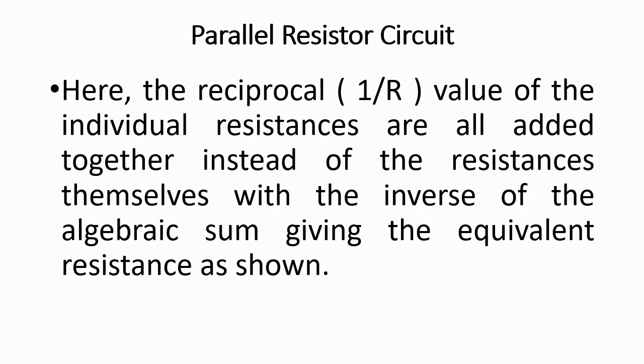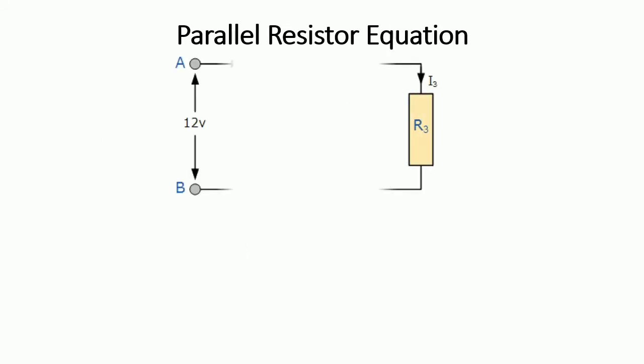So parallel resistor circuit. Here, the reciprocal 1 over R value of the individual resistances are all added together instead of the resistances themselves, with the inverse of the algebraic sum given the equivalent resistance as shown. So this is the parallel resistor equation.